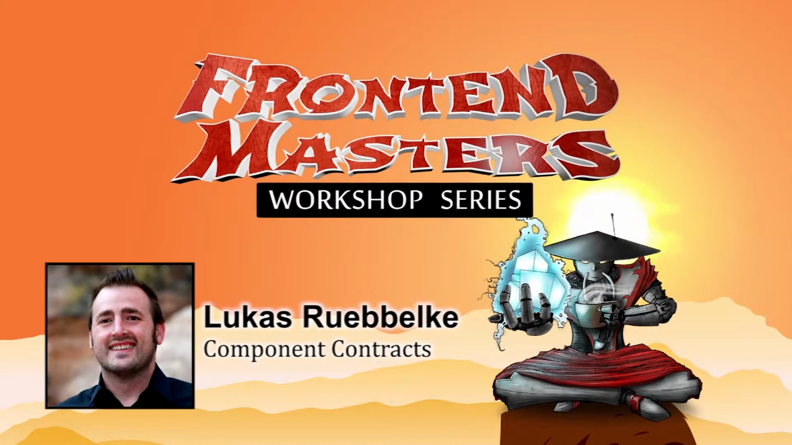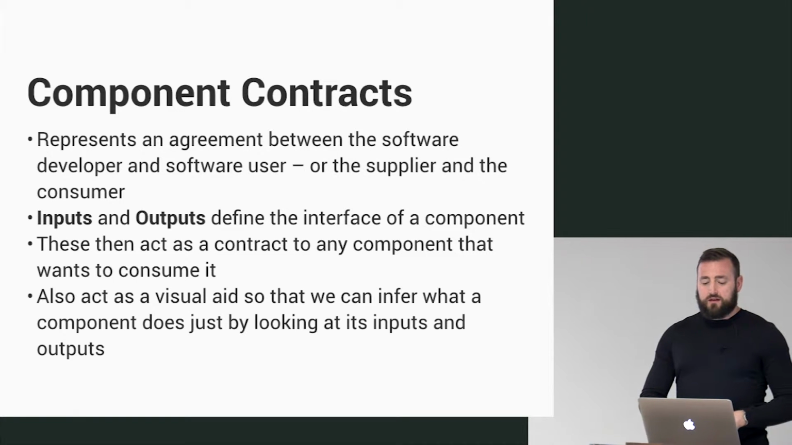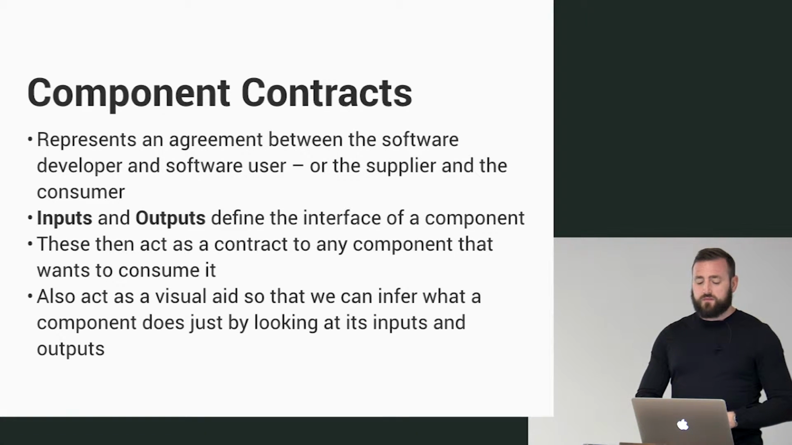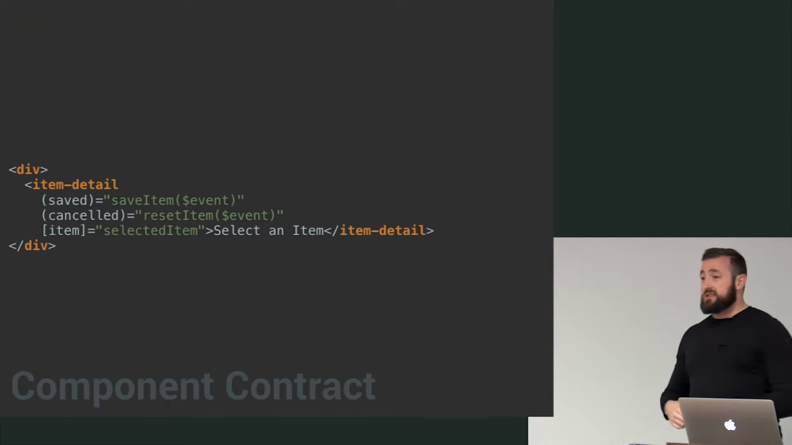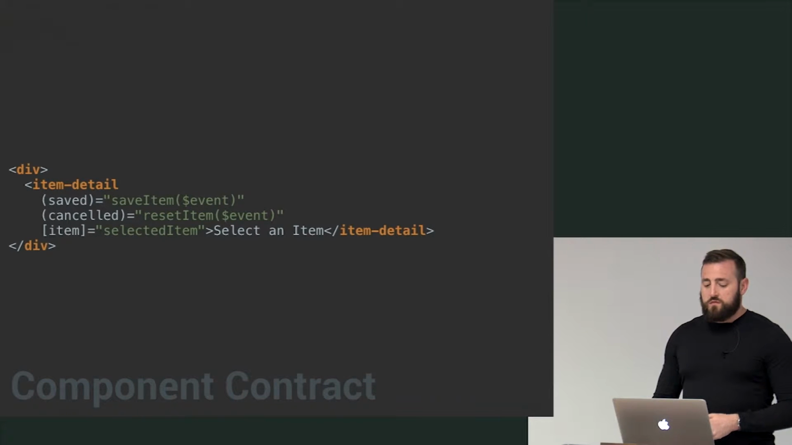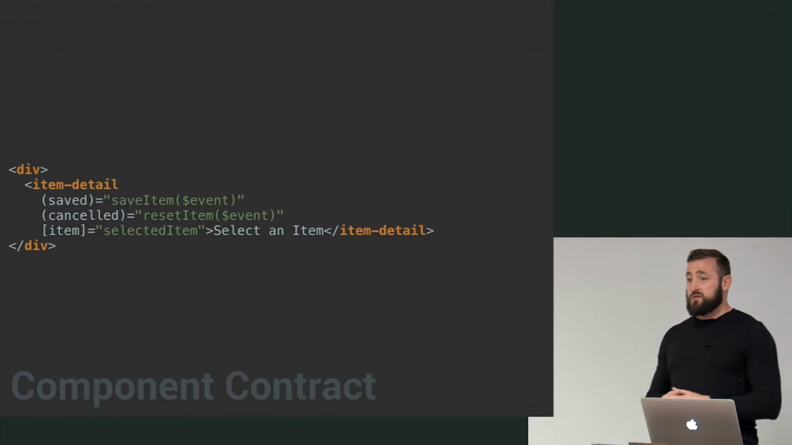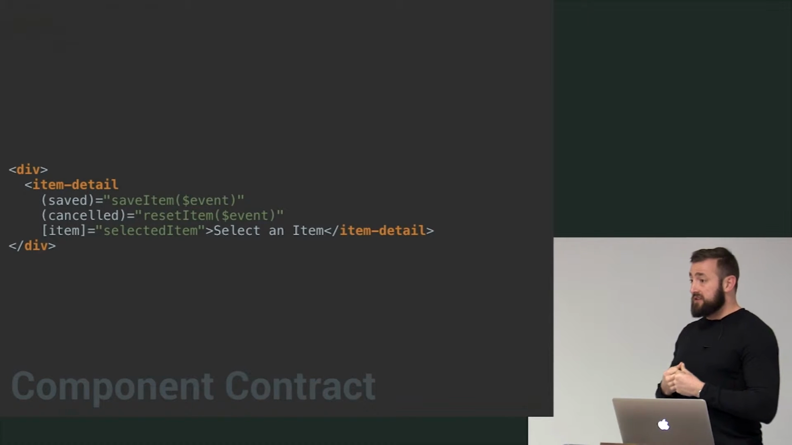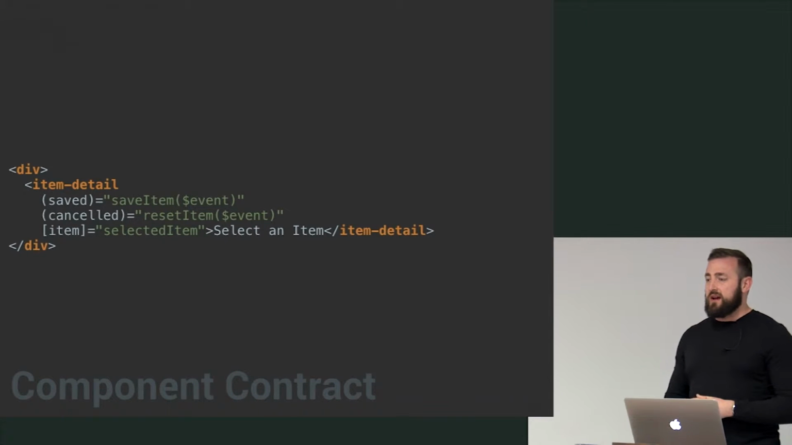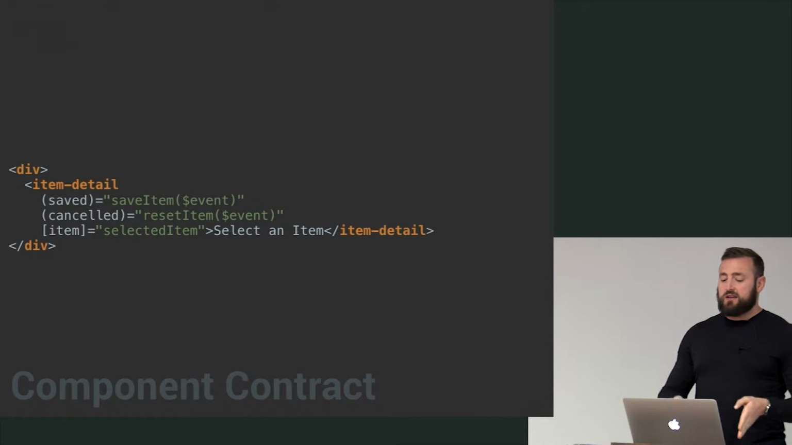And so what this does is produce really a contract or an API for your component. I just want to jump here real quick. When we look at, for instance, the item detail component, we know pretty quickly what the API or the contract is for this: it has a saved event coming out, it has a canceled event coming out, and we are putting an item into it. So it's very clearly defined. This goes in and this comes out.